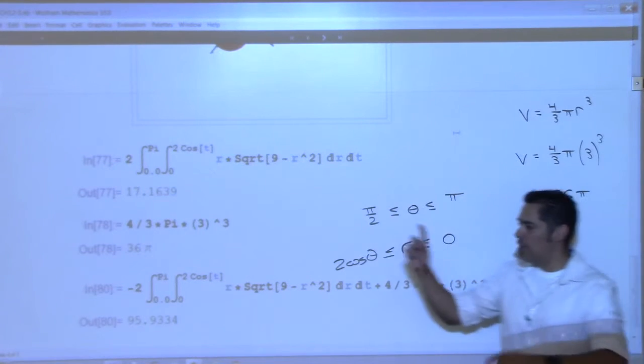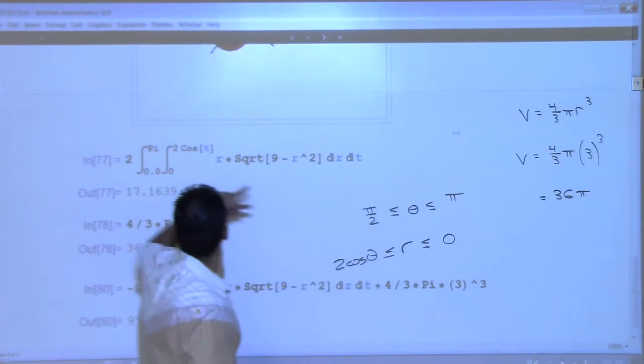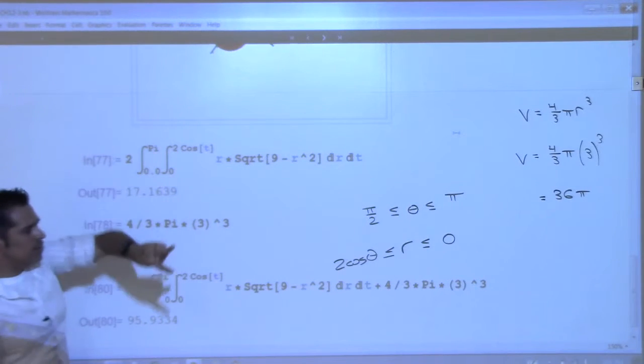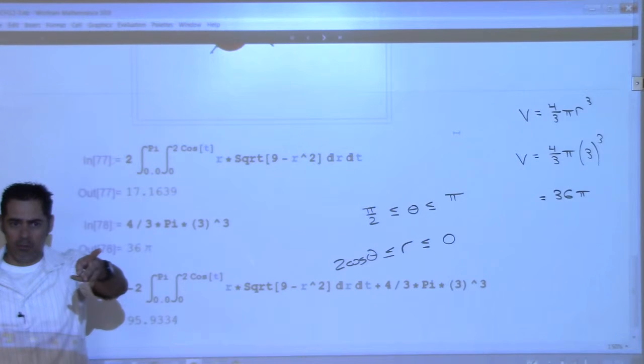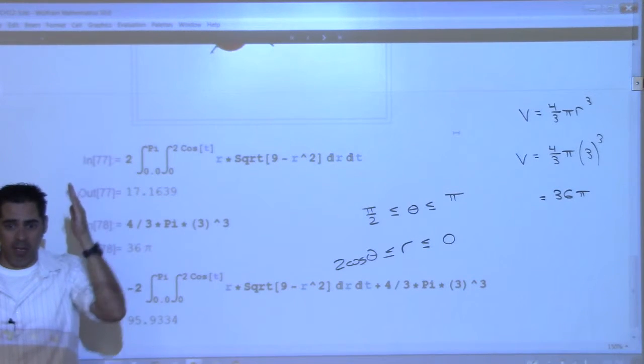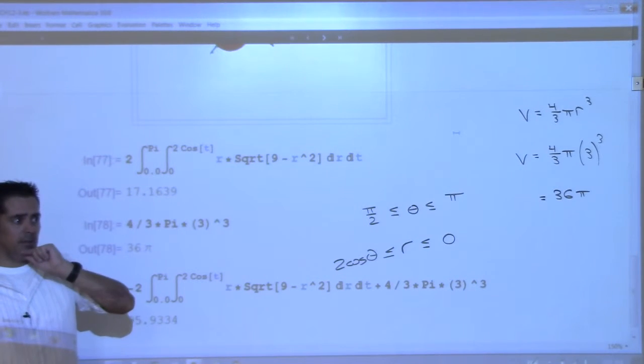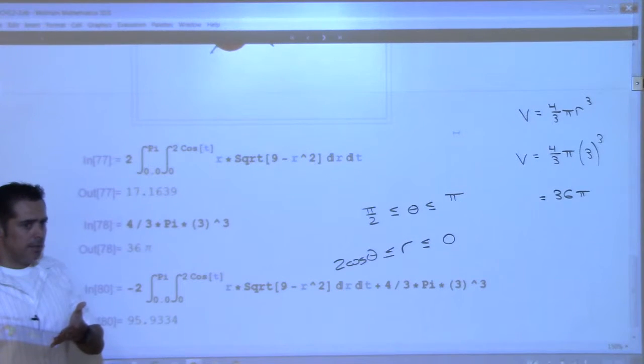Because what happens when you flip the order of integration? What happens when I take an order of integration and I flip it over? What happens to the integral? It becomes negative, doesn't it? It becomes negative, right? You all agree with that?